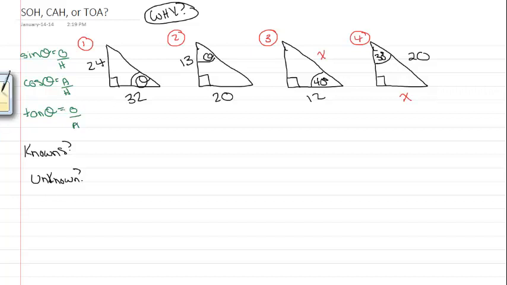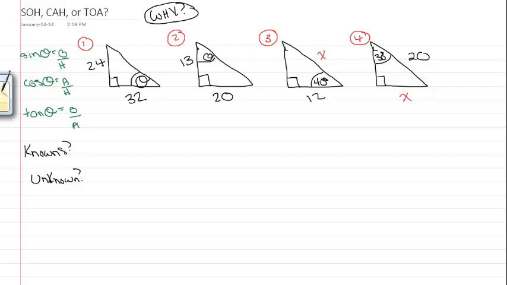Now, what SOH stands for is that the first one says sine is equal to opposite over hypotenuse, the second one says cos is equal to adjacent over hypotenuse, and the last one says tan is equal to opposite over adjacent. But for each of these, there's something very important, and that is the angle. So it's not just that sine is equal to opposite over hypotenuse, it's that the sine of the angle is equal to opposite over hypotenuse. And that's what determines what the opposite is and what the adjacent is.